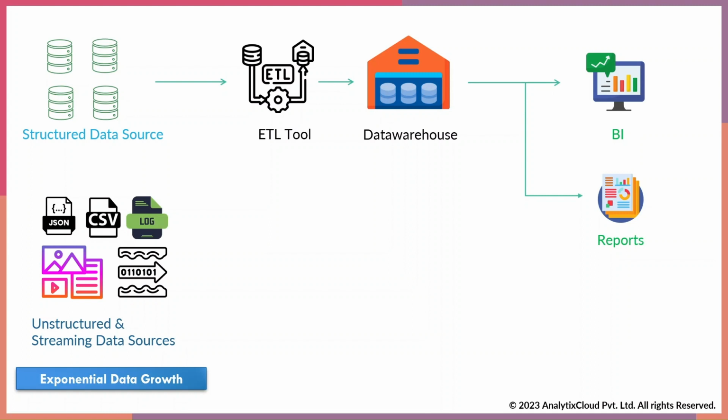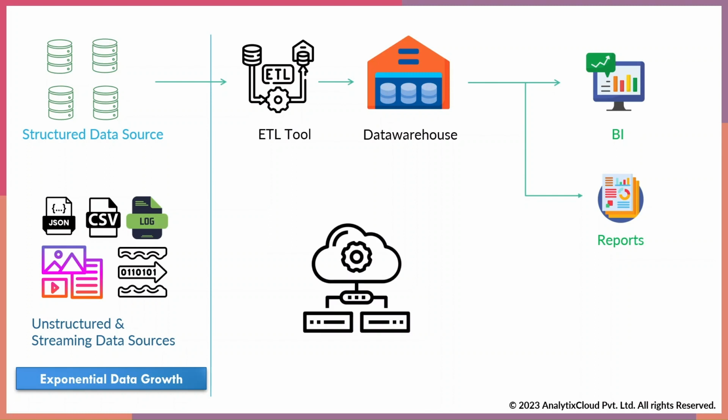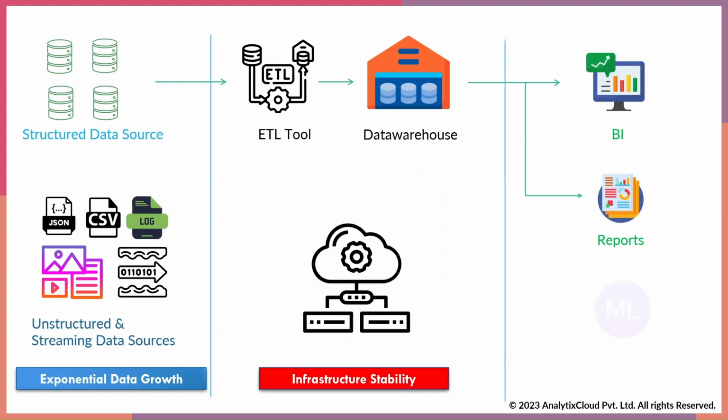So to handle this, we also need to scale our infrastructure. While we may add more resources like CPU and RAM to our existing servers, it cannot be scaled up beyond a limit. And finally, data pipelines have to quickly adapt to support other use cases like machine learning and data sciences.